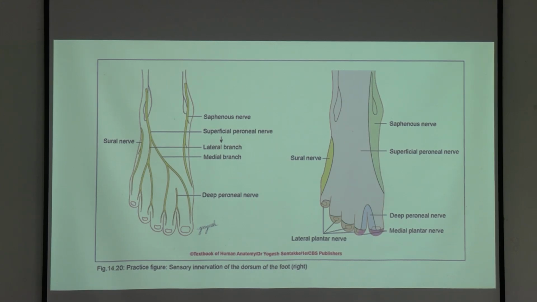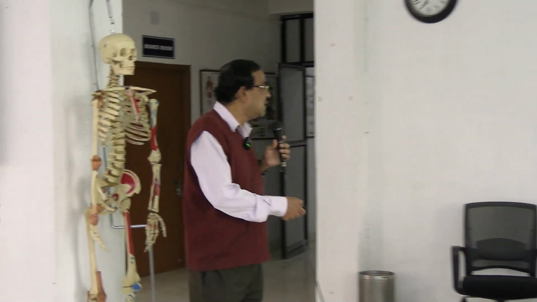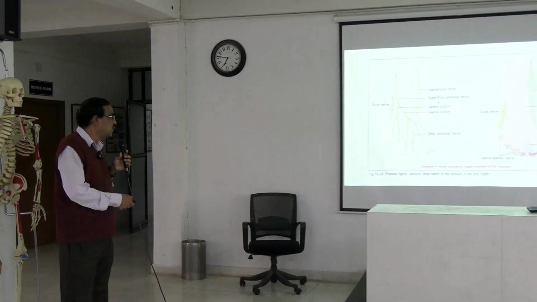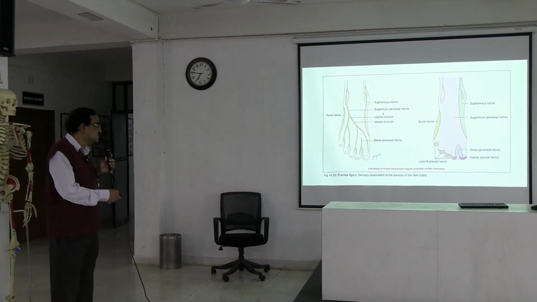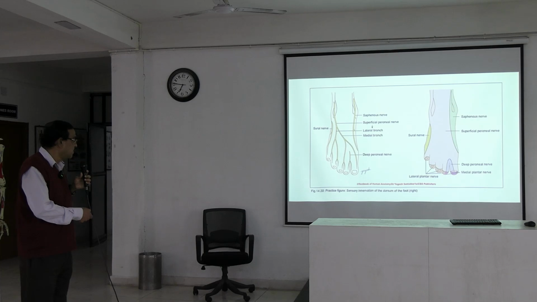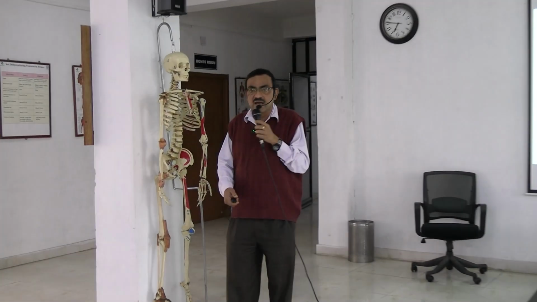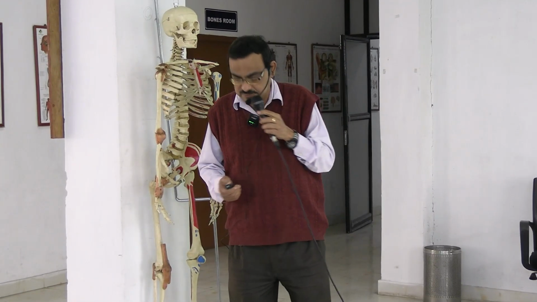What is dermatome? The area of the skin supplied by a particular cutaneous nerve is called dermatome. So here we can see the dermatome of the superficial peroneal nerve. So this is the area of the superficial peroneal nerve. Except this area, the blue area is supplied by the deep peroneal nerve. On the lateral side, this is by the sural nerve, and medial side by the saphenous nerve. This is the dermatome of saphenous nerve, sural nerve, superficial and deep peroneal nerves.